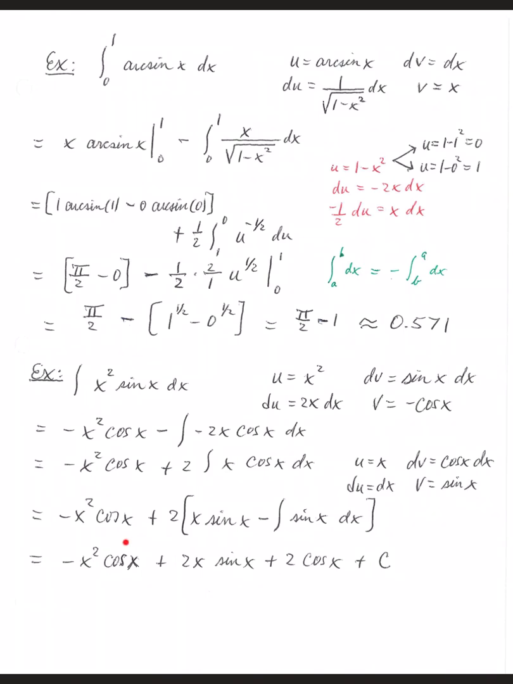So we have negative x squared cosine x. Distributing, that's plus 2x sine x, minus 2 cosine x, because that's the antiderivative for sine x, plus c.